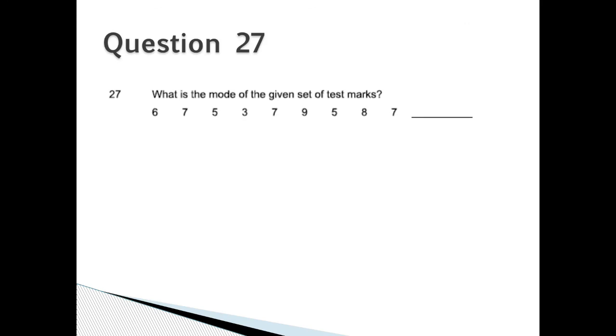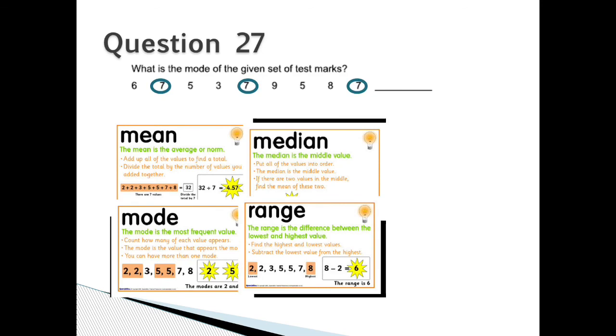Question 27. What is the mode of the given set of marks? You've got 6, 7, 5, 3, 7, 9, 5, 8, and 7. So what we will do is we will look for the number that pitches up the most. That is the mode. So 7 is the correct answer.